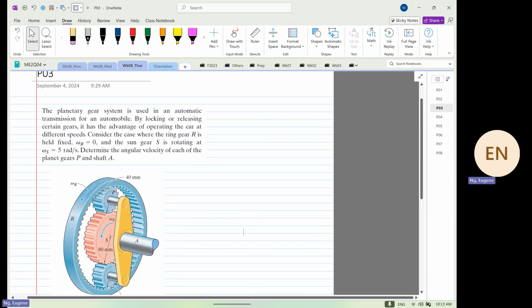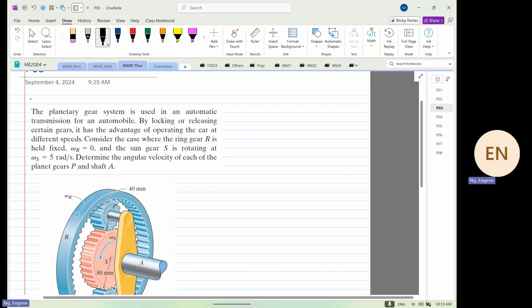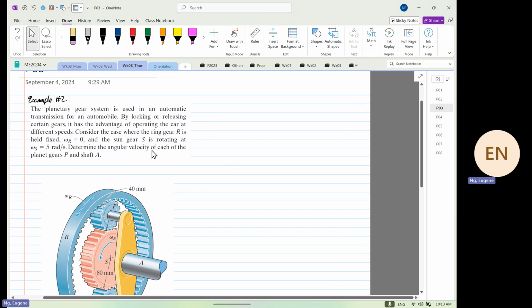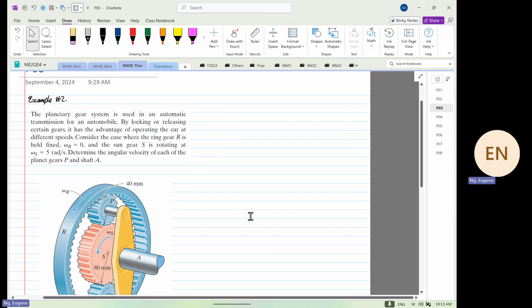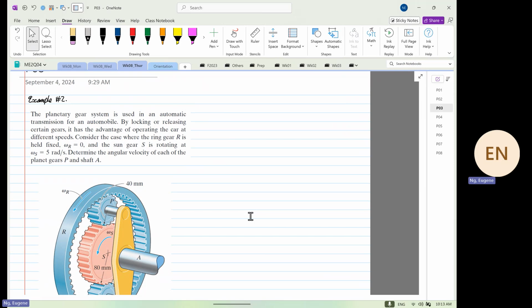Planetary gear system, so this is example number 2. I think in the textbook, this is one of the most complex questions that you see, but it's not that bad, okay? So it says the planetary gear system is used in an automatic transmission for an automobile. By locking or releasing certain gears, it has the advantage of operating the car at different speeds. Okay, right.